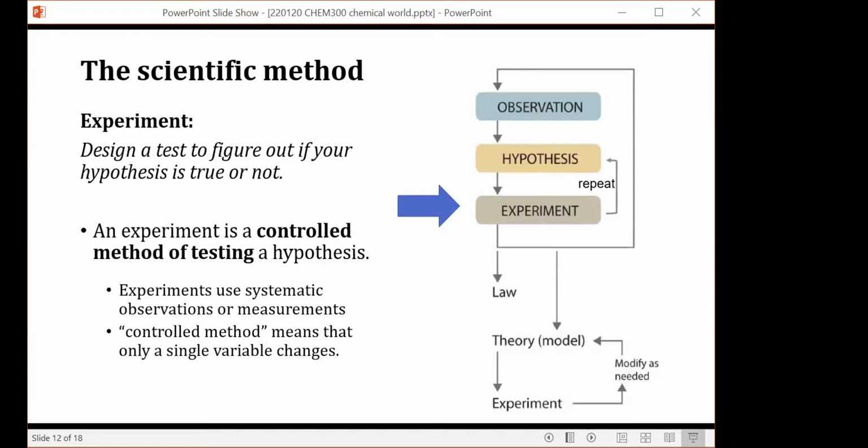Then after you form your hypothesis, you do experiments. You design a test to figure out if the hypothesis is true or not. And so an experiment is a controlled method of testing a hypothesis. And the controlled part's really important because we have to use systematic observations or measurements. So we usually try to test the hypothesis one variable at a time.